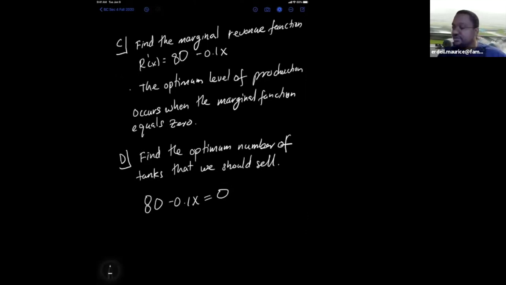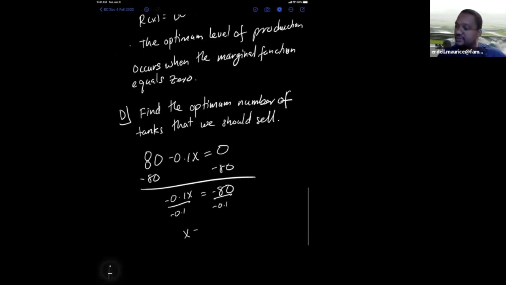It's a two-step equation. Subtract 80 from both sides. Negative 0.1x is equal to negative 80. Divide by negative 0.1. And then I get that x is equal to 800. And so selling 800 units will be the optimum level, or the most revenue that this company can make.